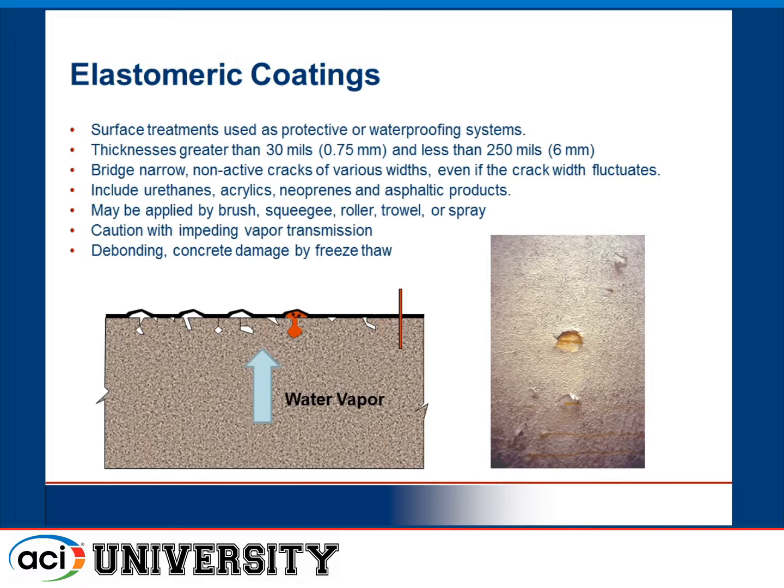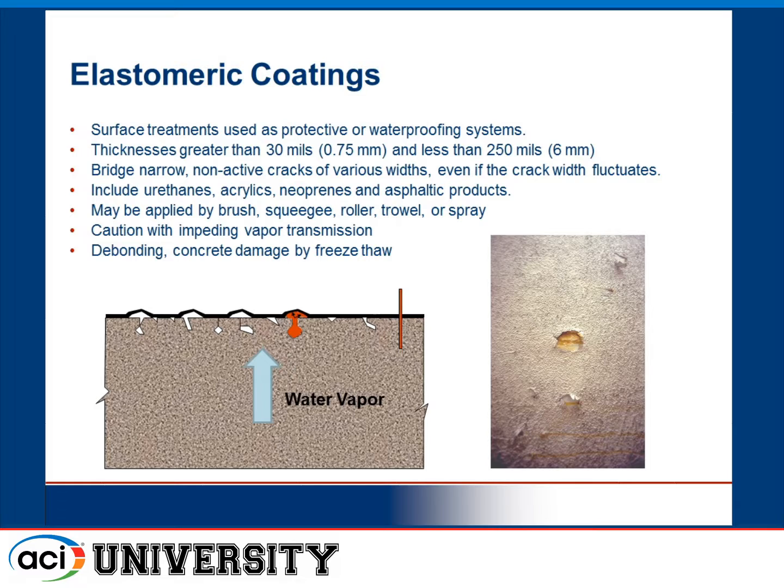This is another picture showing the same scenario for elastomeric coatings. Again, elastomeric coatings are surface treatments. They're a little thicker than the high-build coatings that we spoke of earlier. They're anywhere from 30 mils to 250 mils in thickness. As the name implies, they're pretty elastic. They're flexible. They have a greater capability of bridging cracks.